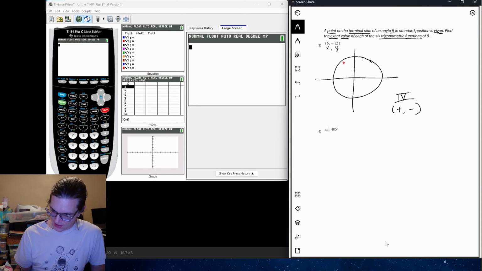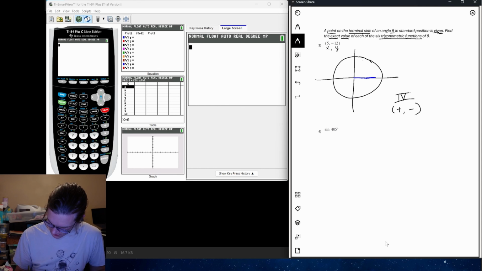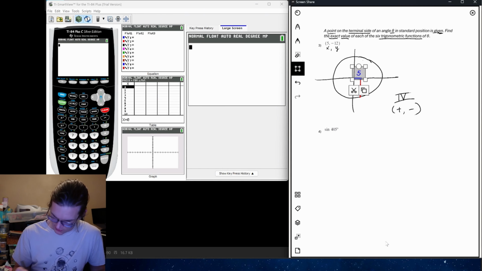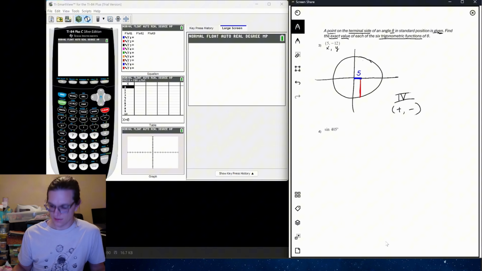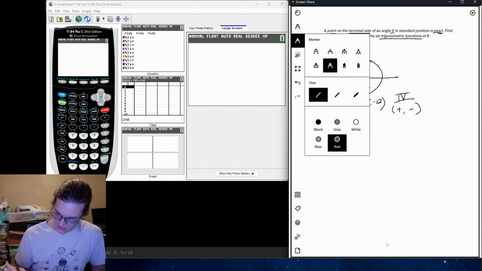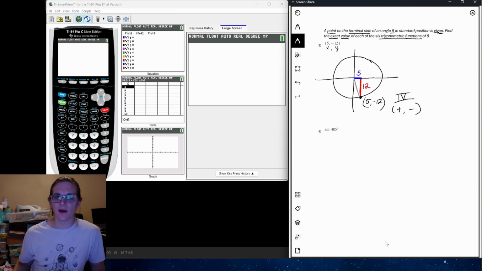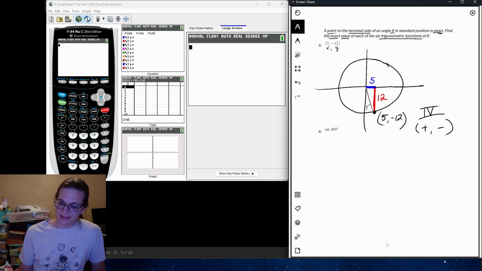And the x is 5 units of some sort. So the x is 5 units. The y is 12 units. Trying to be more accurate with the sketches in each video. 5, and this is a length of 12, which again gives us this point down here. 5, negative 12. And we'll just make this r a boring gray line. Find the exact value of each of the 6 trig functions. Theta's right here, by the way.